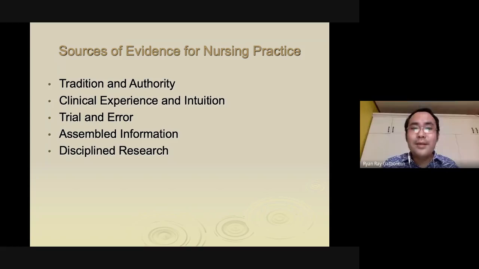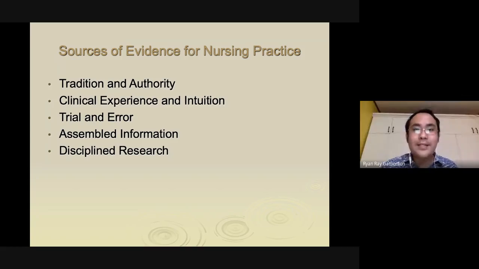All right. Evidence can also be sourced by trial and error. As the name suggests, trial and error is experimentation until you get the correct evidence. Well, it may work for non-life-threatening situations. But if it involves the lives of people, trial and error should not be used as a source of evidence for nursing practice.